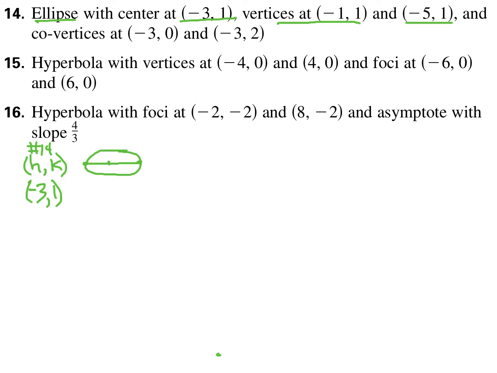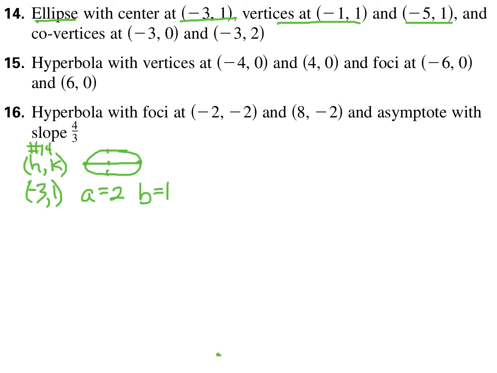Okay, and this matches up. -3, 1 is our center, and it appears that we go either 2 units to the left, so a would be equal to 2. A is 2 units to the left or 2 units to the right. And then our co-vertices are at -3, 0 and -3, 2. So -3, 0 and -3, 2 means that we are going up or down 1 unit away from the center. So a is equal to 2 and b is equal to 1.